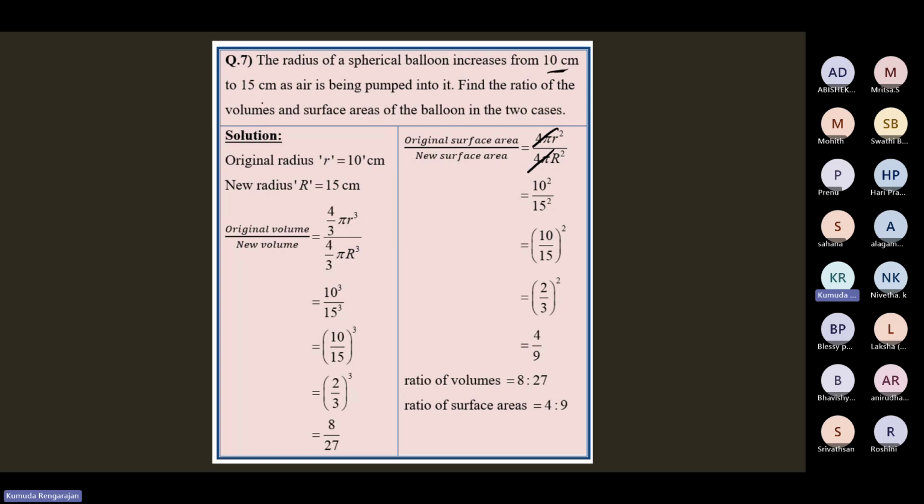Small r is 10, capital R is 15. 10 square by 15 square. 10 by 15 the whole square. Cancel. 2s are 3s are. 2 by 3 the whole square, which is 4 by 9. So the ratio of their volumes is 8:27, and the ratio of their surface areas is 4:9.